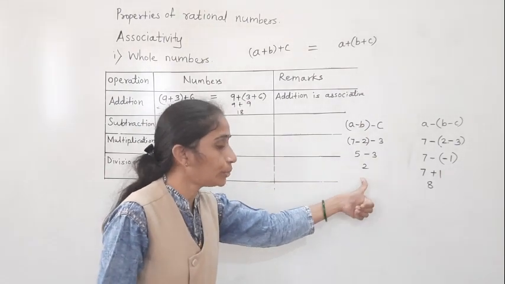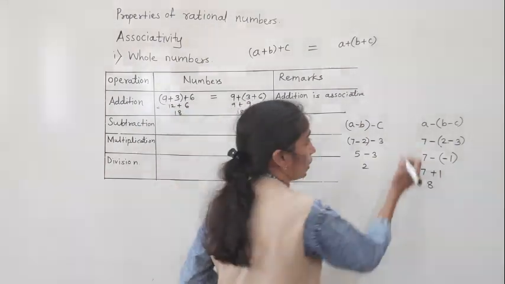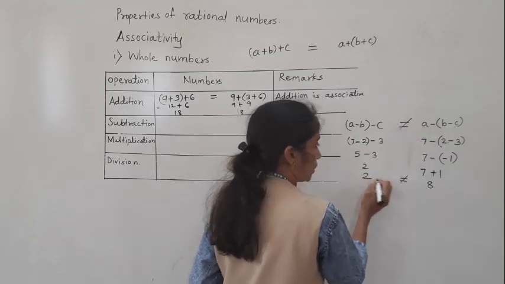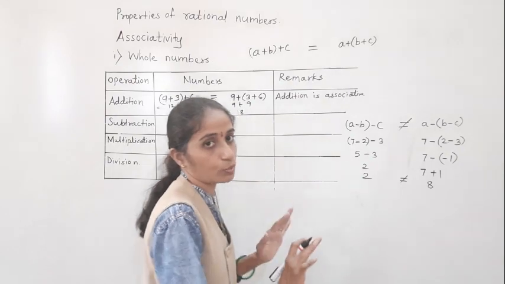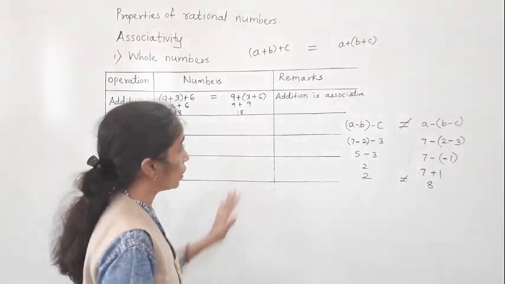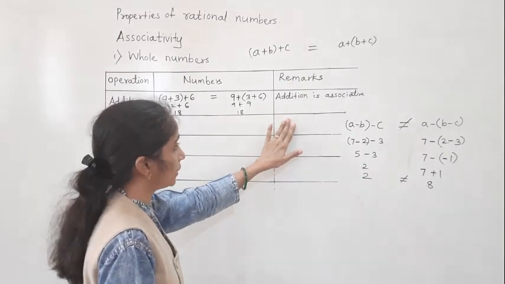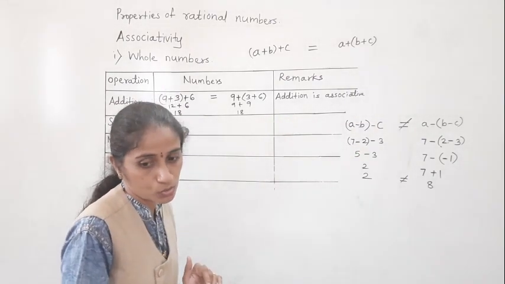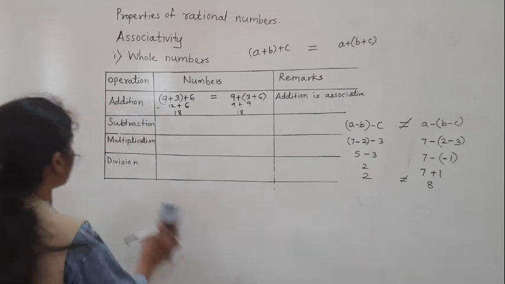Here we got 2. Here we got 8. Means both of them are not equal. 2 is not equal to 8. So both of them are not equal. So what sentence can we write here? Subtraction is not associative.